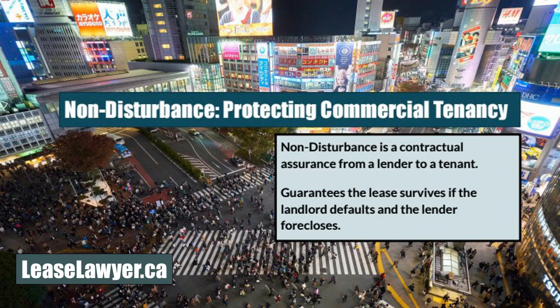At its core, a non-disturbance clause is a contractual assurance given by a lender to a tenant that the tenant's possession of the leased premises will not be disturbed, for example, terminated, if the landlord defaults on its mortgage and the lender chooses to foreclose on the property.